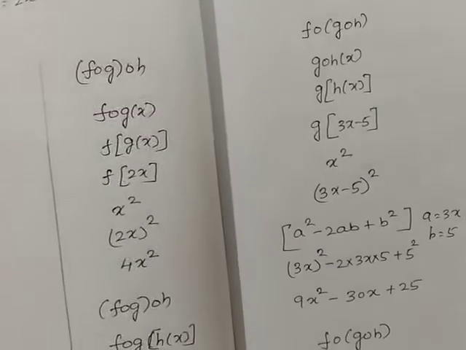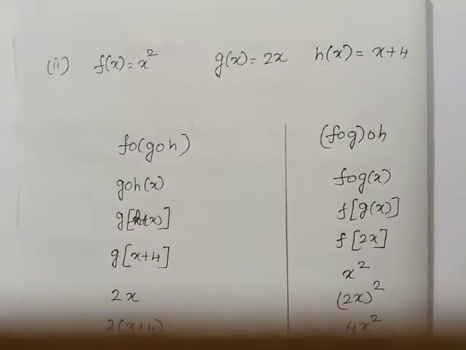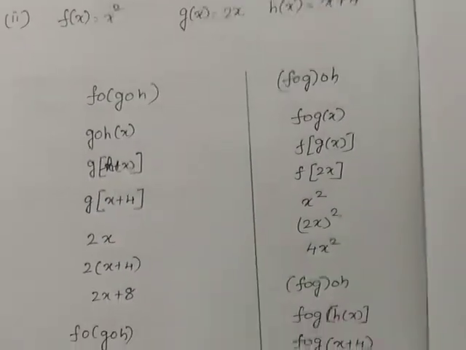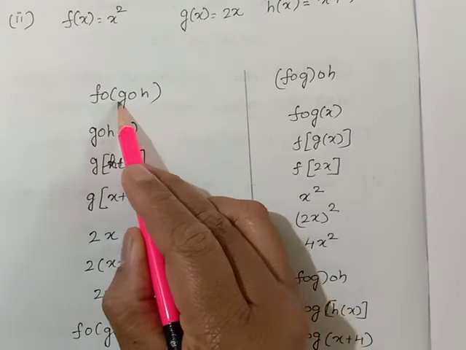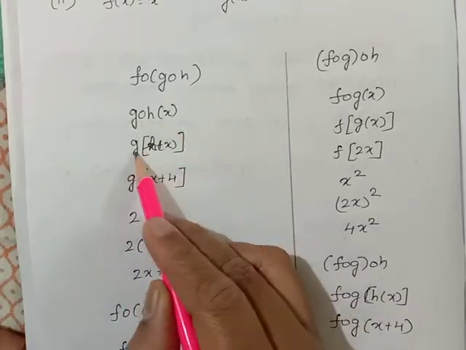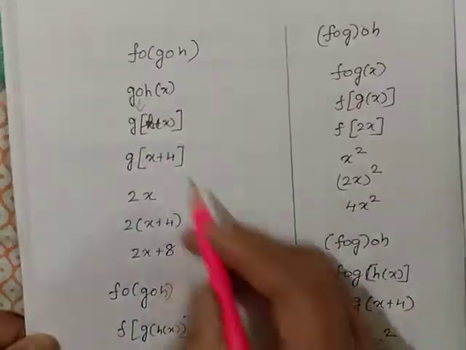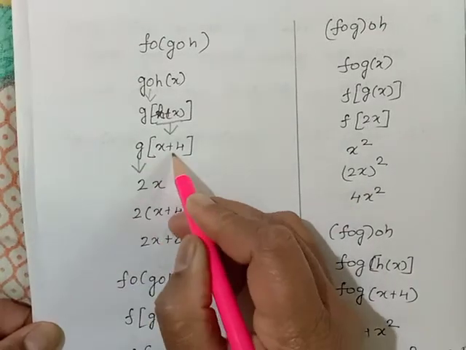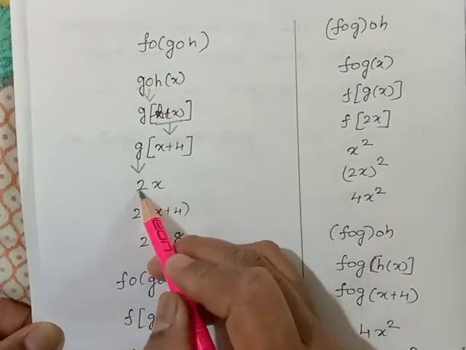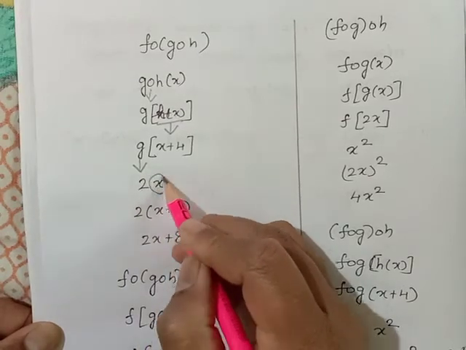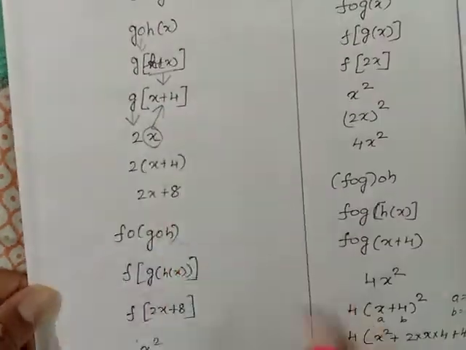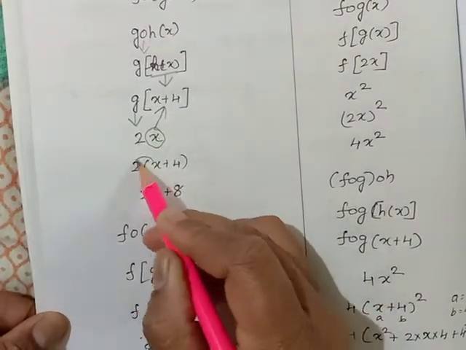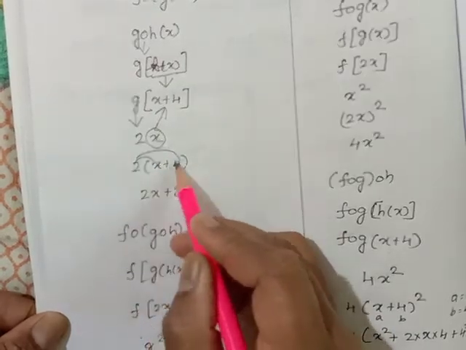Now Roman letter 2. F of x value is x square, g of x value is 2x, h of x value is x plus 4. Now let us find the inner value, g of h of x. The inner value is x plus 4. Later on we'll substitute the outer value. The outer value is 2x, given in the question, but in the place of x we have to write x plus 4. So 2 I am writing as it is, and in the place of x we are writing x plus 4. Now the 2 belongs to both, so 2 into x, 2x, plus 2 fours are 8.